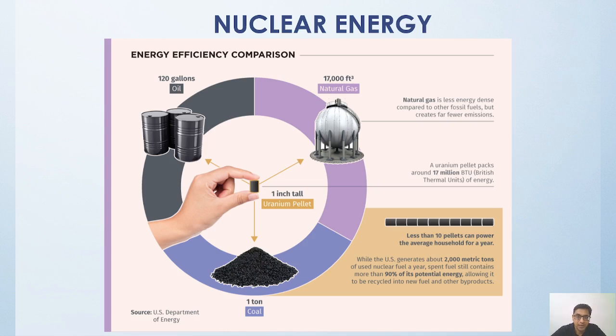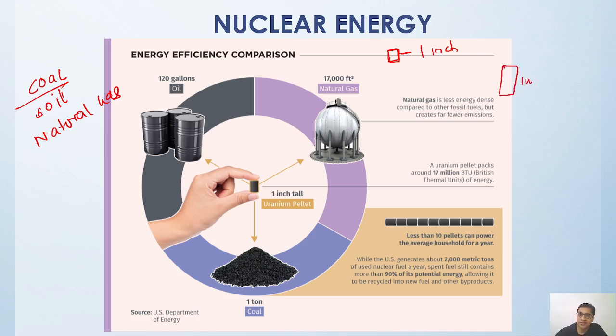Now let's do a little comparison about the energy efficiency of nuclear energy. Here they have given a comparison between coal, oil, and natural gas. If we take one uranium pellet, which is utilized in our power plant, it is about 1 inch in height. One inch is a very low height. If I had a scale, I would show you here. One inch is this much.